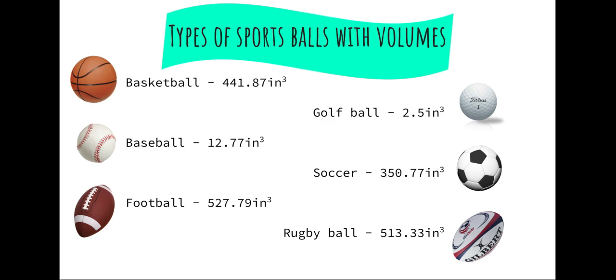For the football and the rugby ball, because they are not spheres, we needed to use a different equation. The equation that we used was the volume equals 4/3 times pi times a squared times c. And a squared and c are obviously different variables than we're using in the other equation. a refers to the length from center of the long axis, and c refers to the length from center of the short axis of the football or the rugby ball. And when we plugged these numbers in, we got the numbers that you see on the board right now.